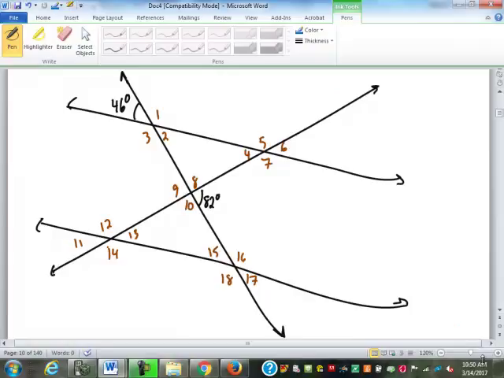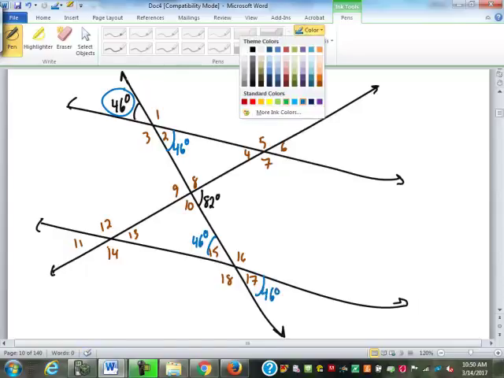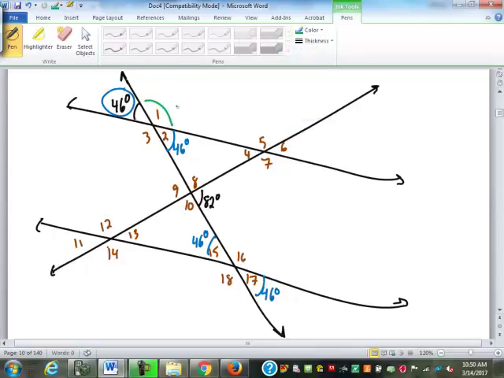Let's start out with that 46-degree angle. What other angles here have to be 46 degrees? 2, 15, and 17. Next, let's look at angle 1. What's that have to be? 134. What other angles have to be 134? 3, 16, and 18. Good.